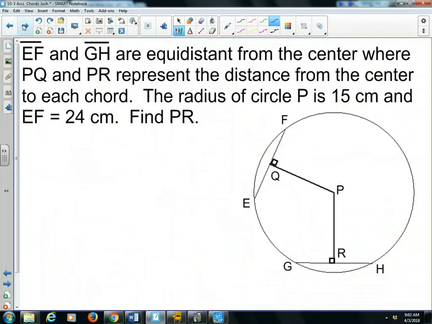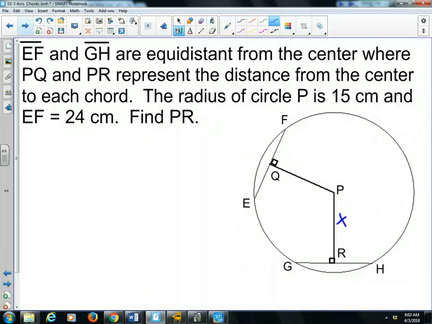Now in our notes packet, we have two problems. So let's do these two together. EF and GH are equidistant from the center, where PQ and PR represent the distance from the center to each chord. The radius of circle P is 15 centimeters and EF is 24 centimeters. Find PR. Well, I want to find PR.